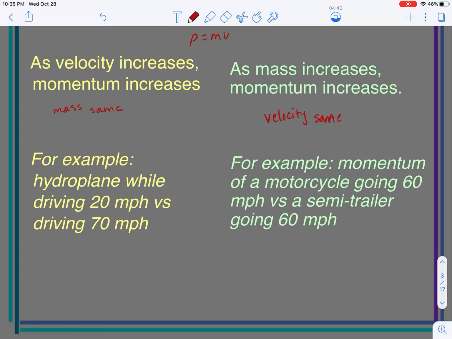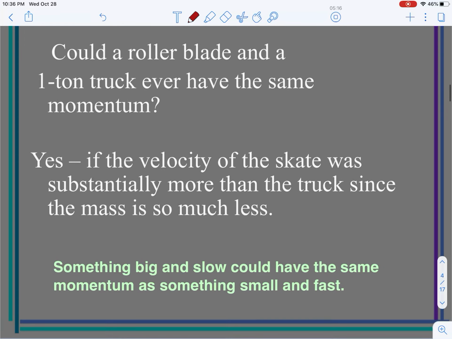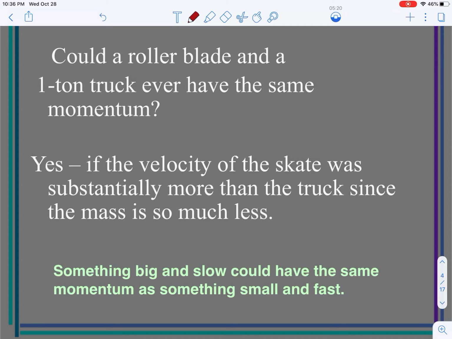So here we are comparing a motorcycle, which would be a small mass, moving at 60 miles per hour, to an 18-wheeler semi-trailer, however you want to say that, going 60 miles per hour. So obviously here we have two different masses, both moving with the same velocity, but we understand that the semi-trailer or the 18-wheeler definitely has more momentum because of its inertia and the speed at which it is traveling. It is going to be more difficult to bring it to a stop or to change its speed compared to the smaller motorcycle.